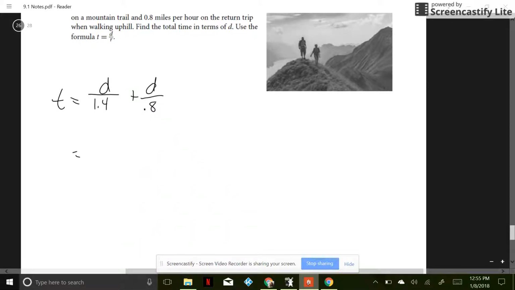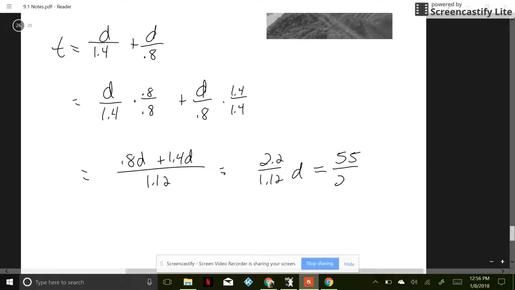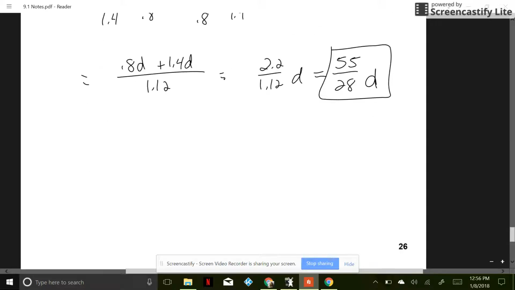So we'll do a similar thing. We'll have to multiply by the common denominator. So in this case, we'll multiply by 0.8 over 0.8, and the second term we'll multiply by 1.4 over 1.4. So this will get us 0.8d plus 1.4d over 1.12. So that ends up with 2.2d over 1.12, which if you plug it into a calculator and put it into a fraction, you get 55 over 28d. So that's our total time in terms of the distance d.